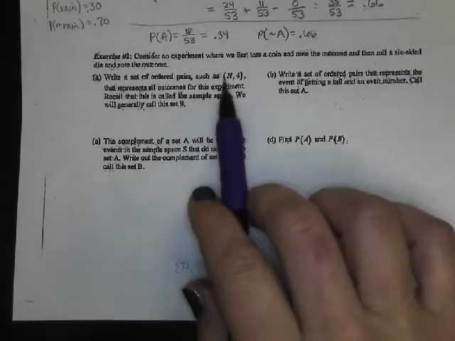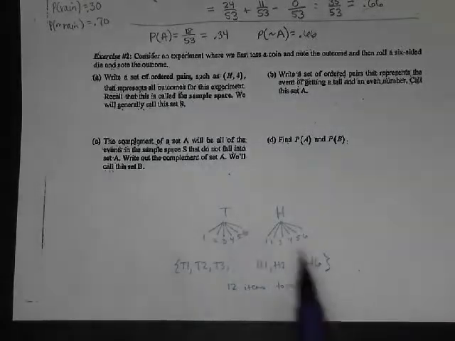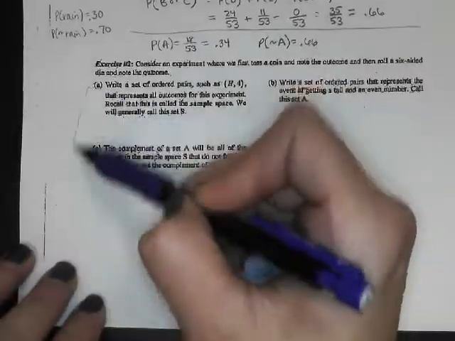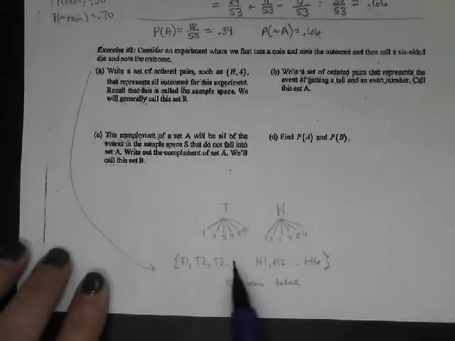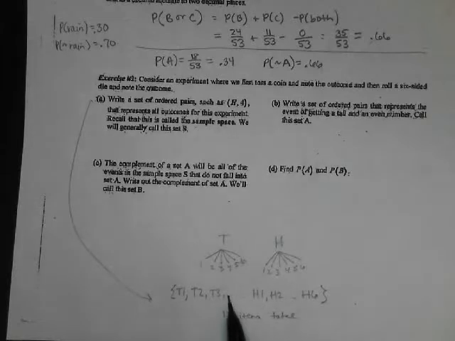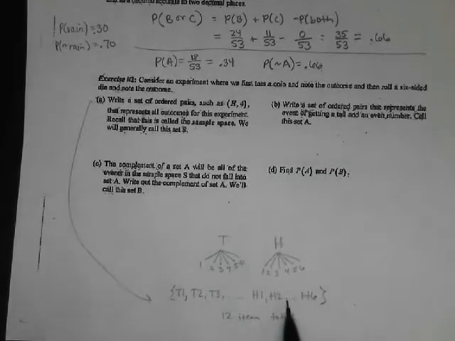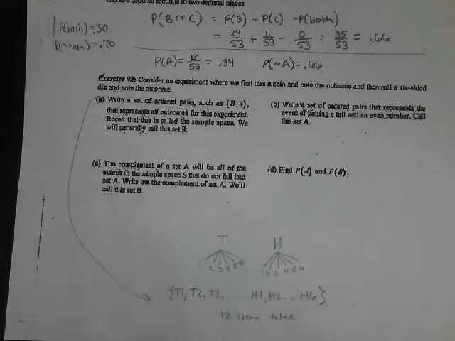Write a set of ordered pairs such as, okay, that's pretty much what I was doing. So I already did that. We'll call this part A. I did leave some dots, but I think you can fill in the blank through T6 and fill in the blank H3, H4, H5, which I skipped with dots.